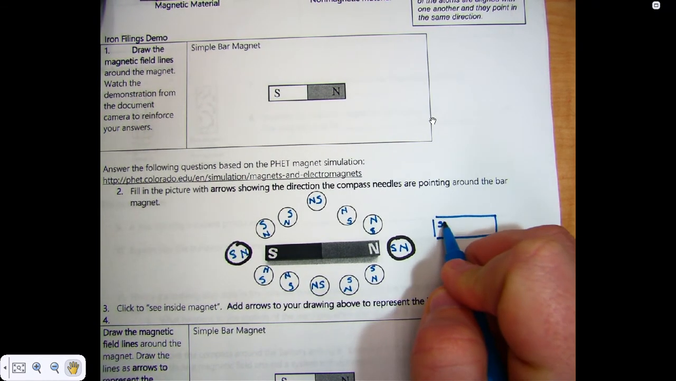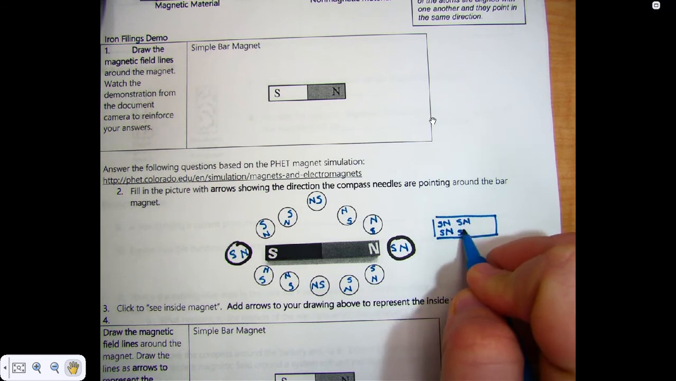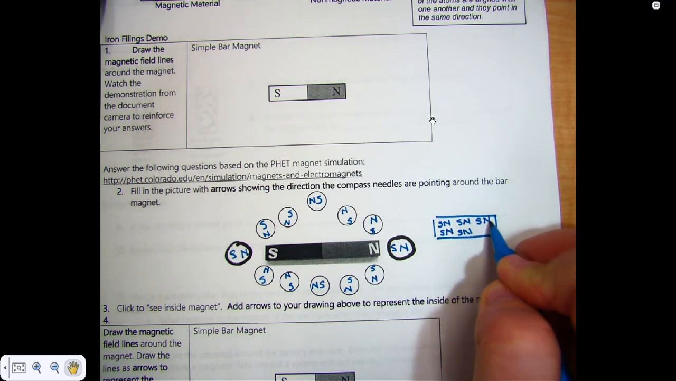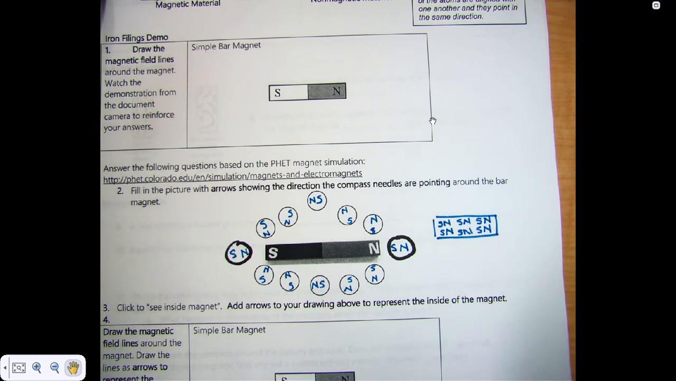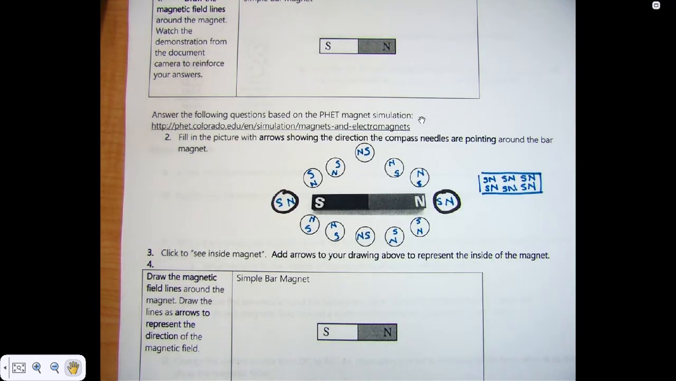And I'm just going to do this, south, north, just so you can see what the domains would look like. As long as you understand that they are all aligned, you're fine. Okay. Next thing I want you to do is it says to draw the magnetic field lines. Make sure you draw arrows to represent the direction of the magnetic field.